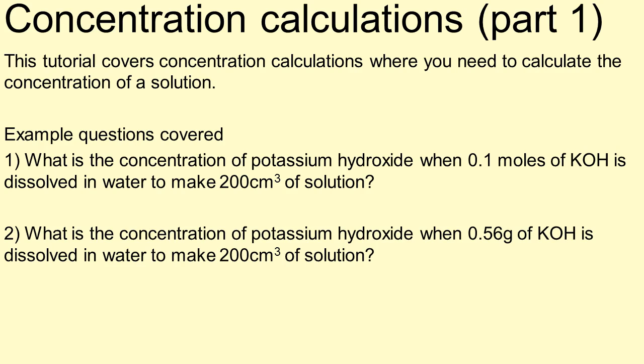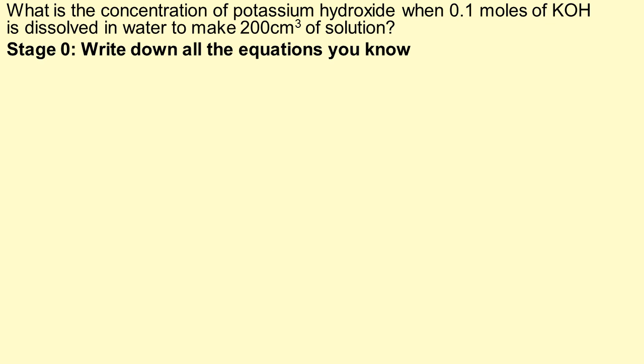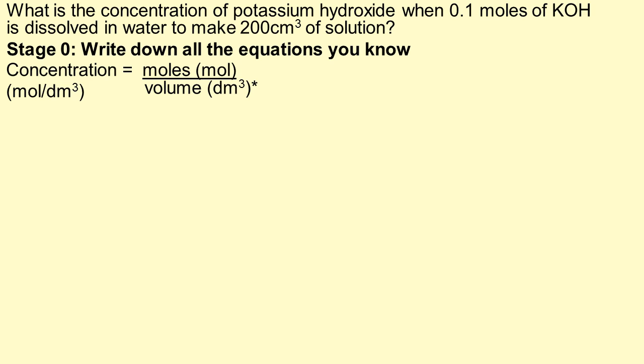Concentration Calculations Part 1. This tutorial covers concentration calculations where you need to calculate the concentration of a solution. Example questions are shown below. What is the concentration of potassium hydroxide when 0.1 moles of potassium hydroxide are dissolved in water to make 200 centimeters cubed of solution? Stage 0 is always write down all the equations you know.